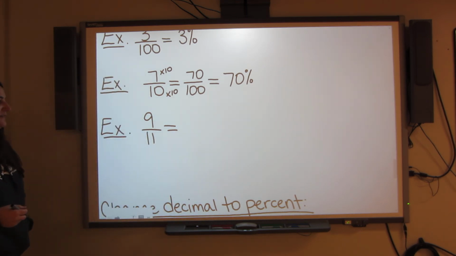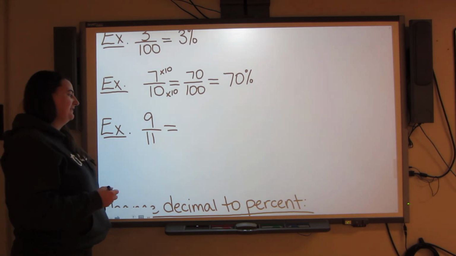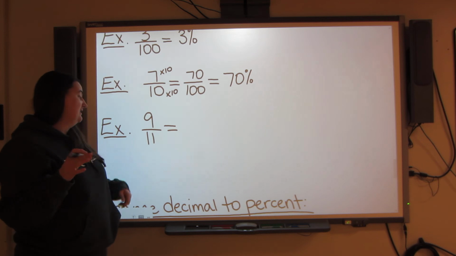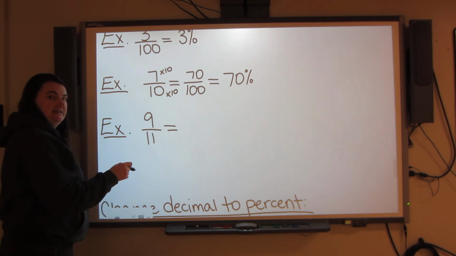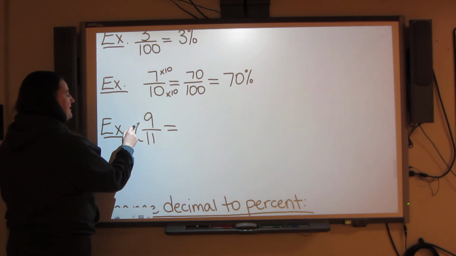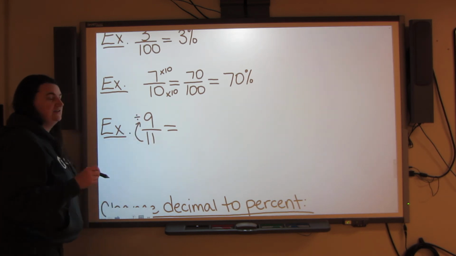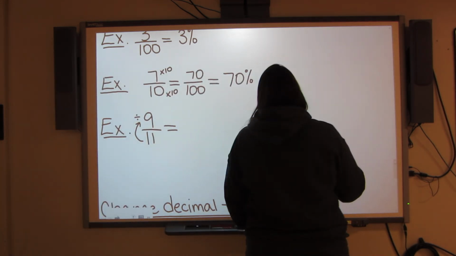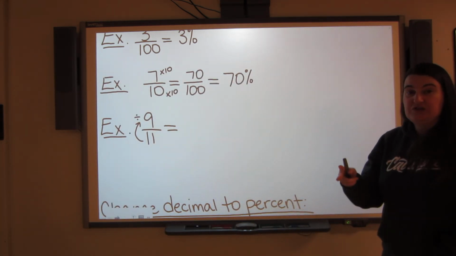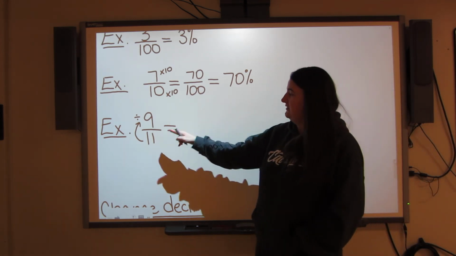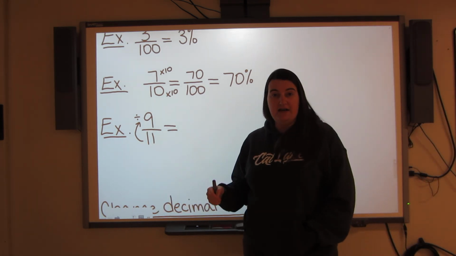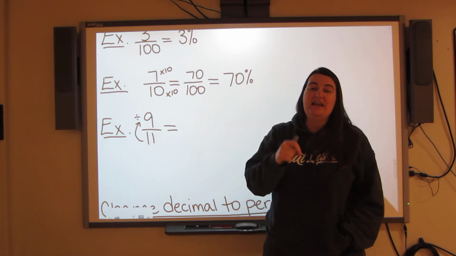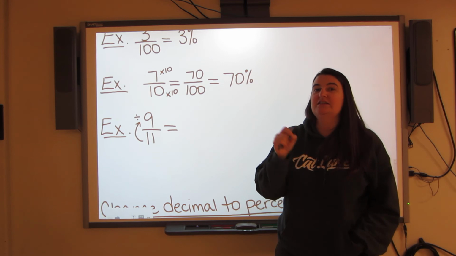Now here's another example where I've got 9 over 11. And there's no way with my math facts that I have in my head that I can change 11 into 100. So this is an example where I have to take my denominator and divide it into my numerator, just like I did before. However, something to keep in mind is there are 2 steps. You have to take your denominator and divide it into your numerator, and then you'll get a decimal. Then you have to take that decimal, times it by 100 to get a percent.